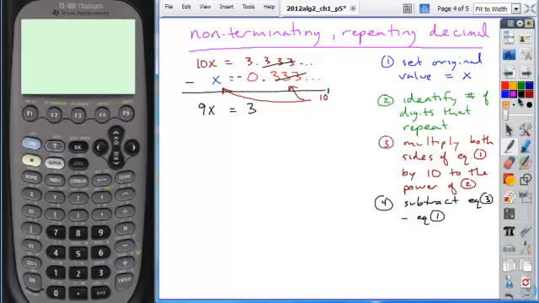And so my final step here is to now solve for x, and that gives me my rational form. So if I divide both sides by 9, I get x is equal to 1/3.